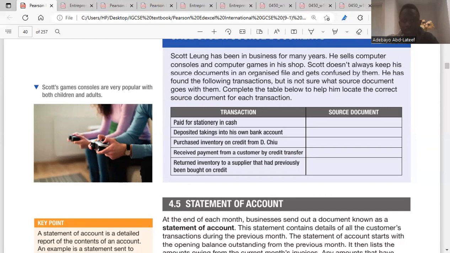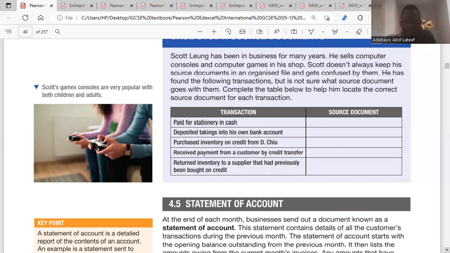Scott Leon has been in business for many years. He sells consoles and computer games in his shop. Scott doesn't always keep his source documents in an organized file and gets confused by them. He has found the following transactions, but is not sure what source document goes with them. Complete the table below to help him locate the correct source document for each transaction. Scott Leon is just that kind of person who is a confused business person. So we have to help him out.